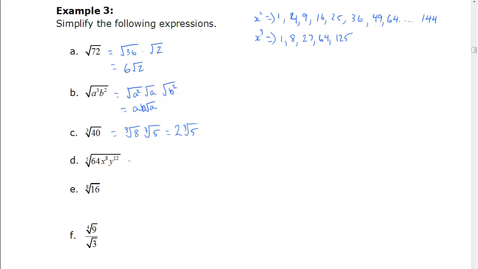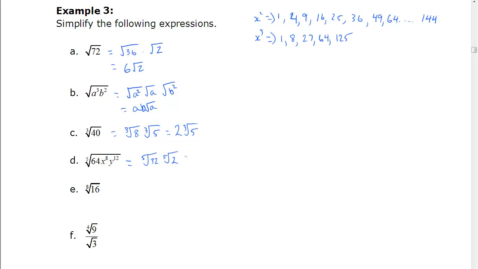Fifth roots, we don't use fifth roots a lot. The largest fifth root that can divide 64, well, 1 to the power 5 is 1. 2 to the power 5 is 32. 3 to the power 5 is much larger. So the largest is going to be 32. So we get fifth root of 32 and fifth root of 2. Notice we're breaking apart the 64 into 32 times 2.